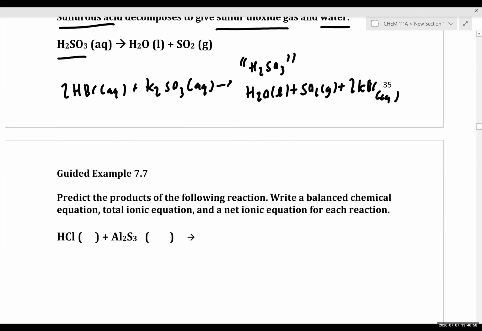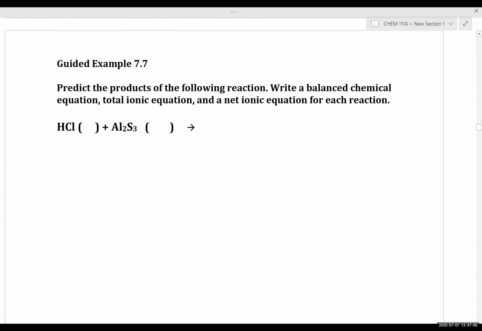Okay, so let's discuss the following example. I'd like you to predict the products of the following reaction. Hint, maybe try to think, do I have an acid or base in this reaction? And then I'd like you to try to write a balanced chemical equation, total ionic equation, and net ionic equation for this reaction. Now, I'm going to guide you through this first example.